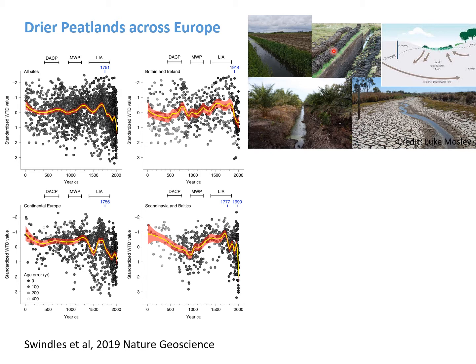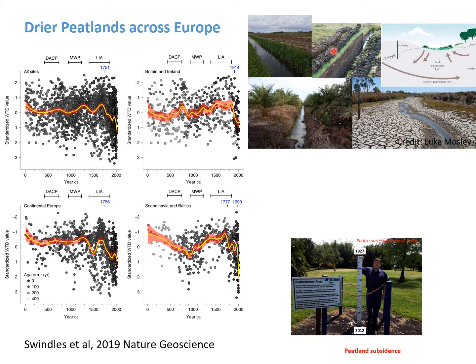The direct impact of water drawdown on peatlands that people can feel is a loss of peat. Here I show a record from Florida, United States, a loss of peat of more than 1 meter during the last 80 years.